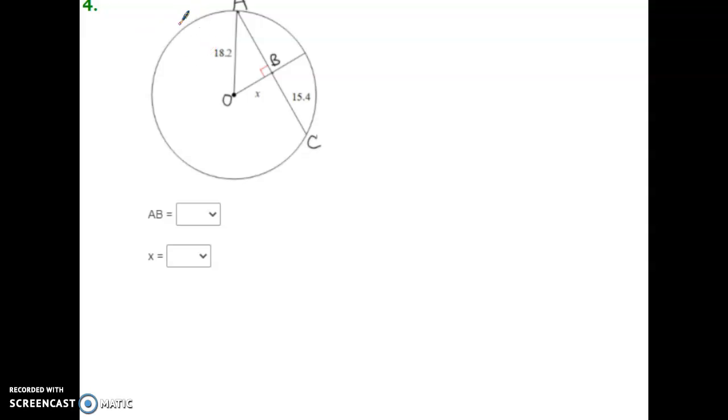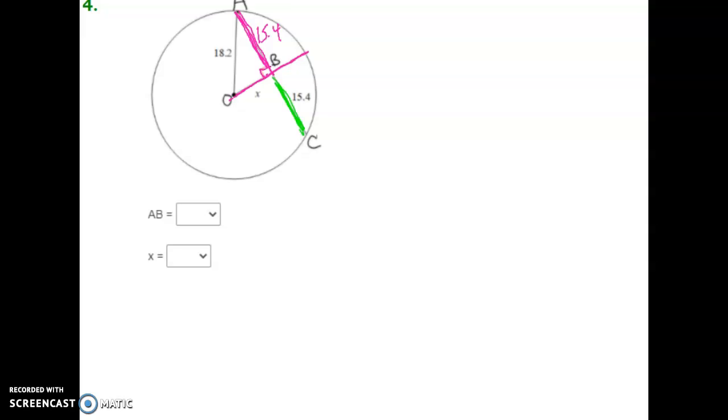Number 4. All right, so what are we trying to find in number 4? We're trying to find AB, the length of AB, right here. That means Pythagorean theorem, right? Okay, these lengths here should be the same, right? This green length and this magenta length should be the same because this segment has been cut directly in half, because we know that it goes through the diameter and it's perpendicular. Okay, so because of that, we know this length is 15.4.